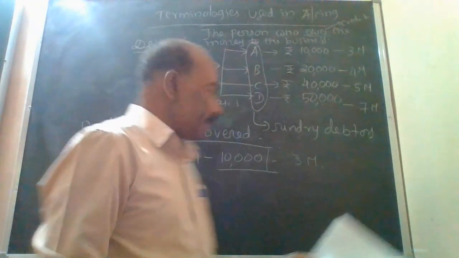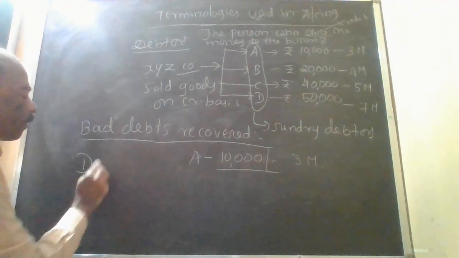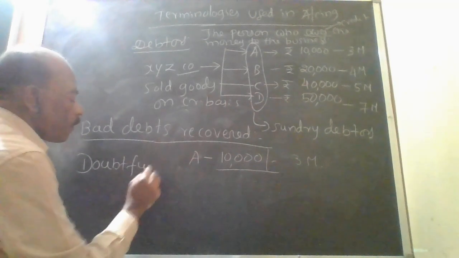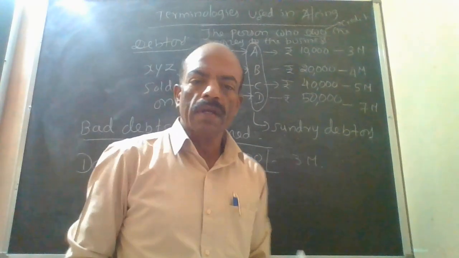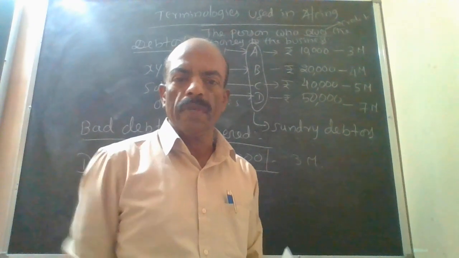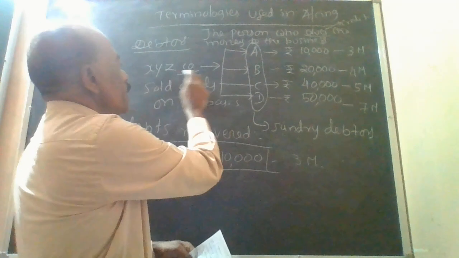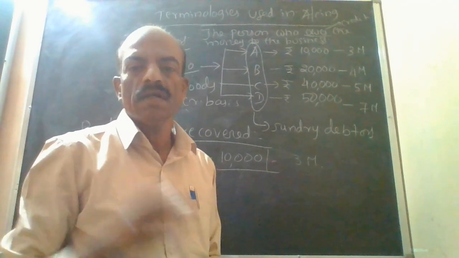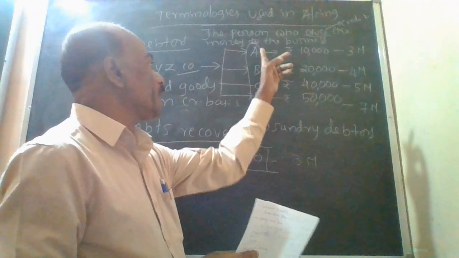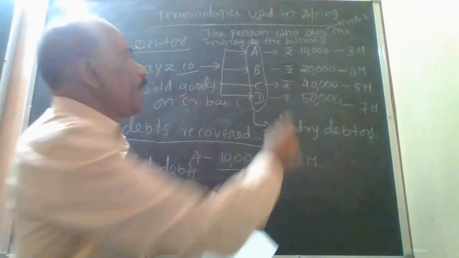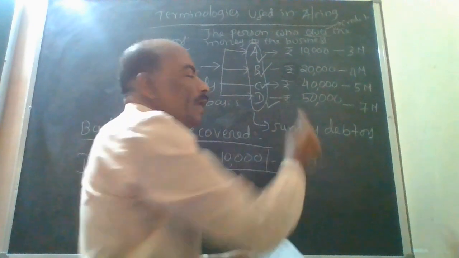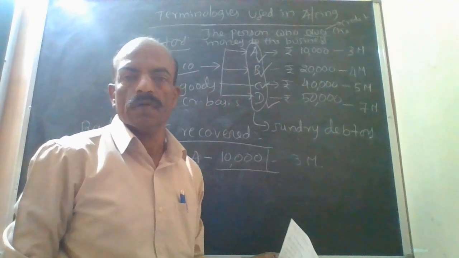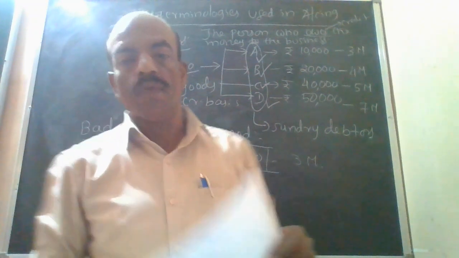Next is the doubtful debt. So doubtful debt means a debt amount that may be collected or may not be collected. In this case, ours is the XYZ company. We sold goods to A, B, C, D. So we have the confidence that A and B will make the payment. But we have doubt that Mr. C and D may pay the amount or may not pay the amount. So that is called what here? Doubtful debts.